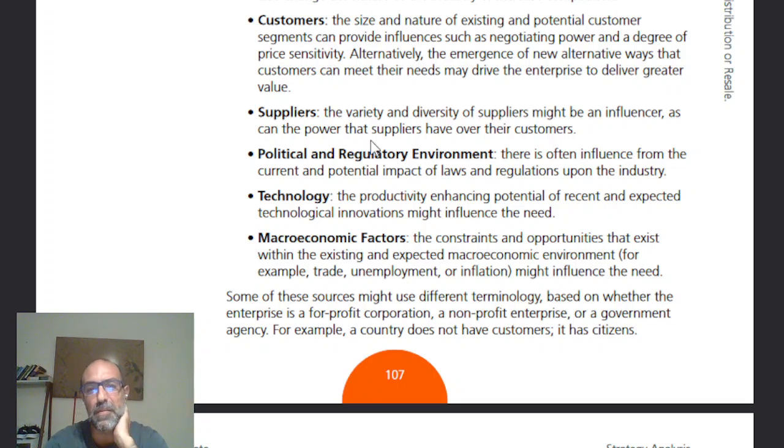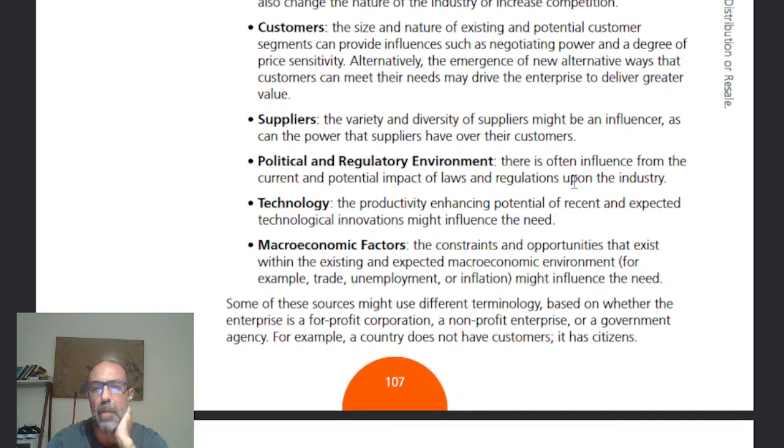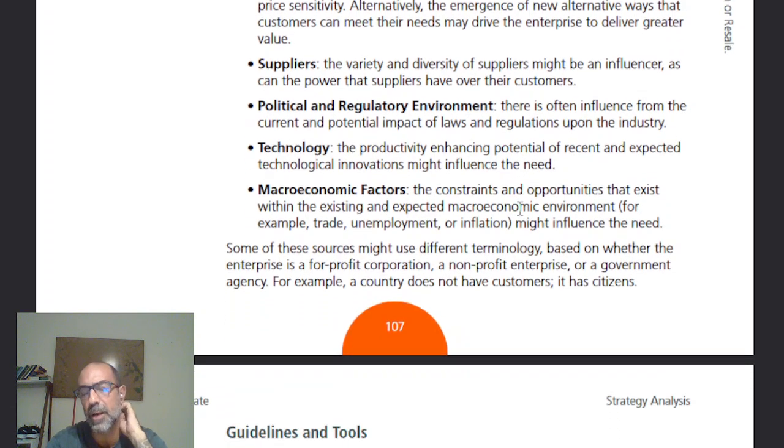I have no idea. Suppliers. The variety and diversity of suppliers might be an influencer, as can the power suppliers have over their customers. If you're buying stuff from someone, that could also have an impact. Political and regulatory environment. Like we're in Lebanon right now, right? Everything you do is kind of messed up. But if you go to Dubai, everything is heavily regulated. So you have to have lawyers to understand what is going on. It's just a mess.